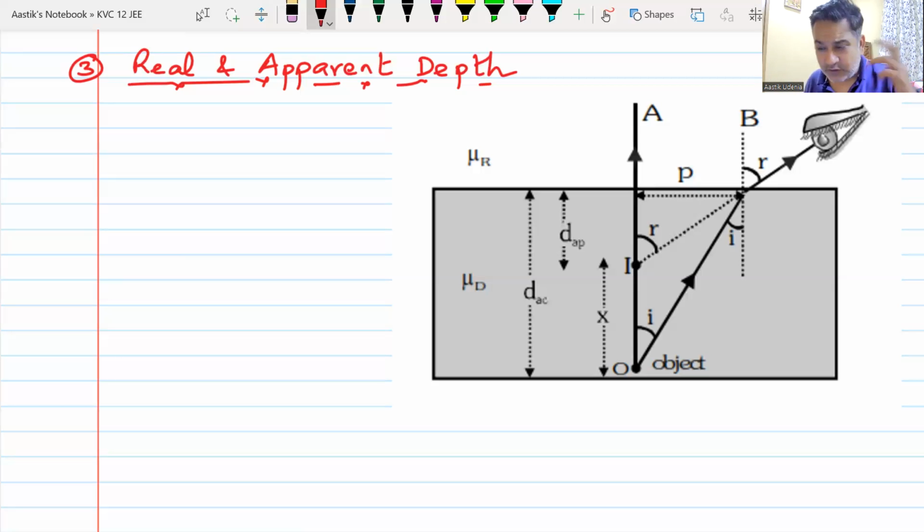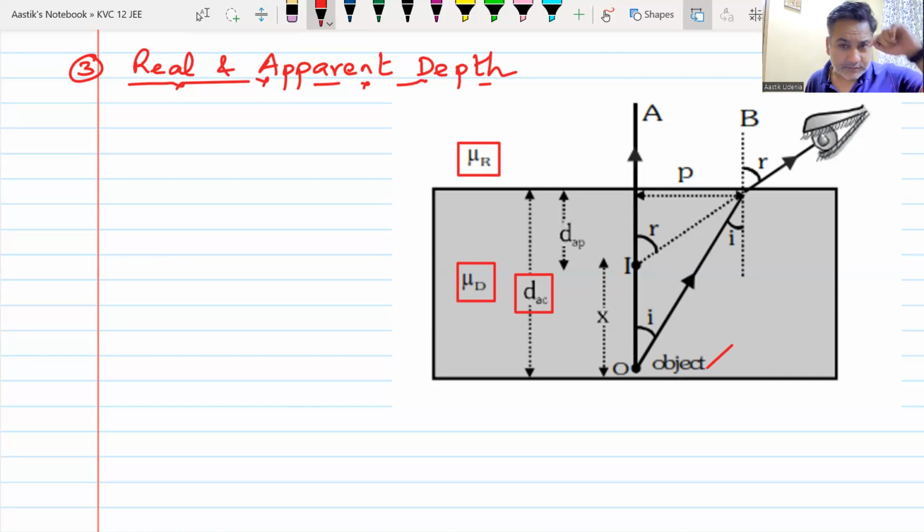If I take the example of something in a denser medium, and the best example of denser medium is water, something is inside water. Water is denser as compared to rarer medium air. So the actual object is here, O, and the depth of this object is D actual, whatever you want to call it. This is the actual depth. But when the rays pass from water to air, they are moving from denser medium to rarer medium, and therefore they will bend away. Do you see them bending away?